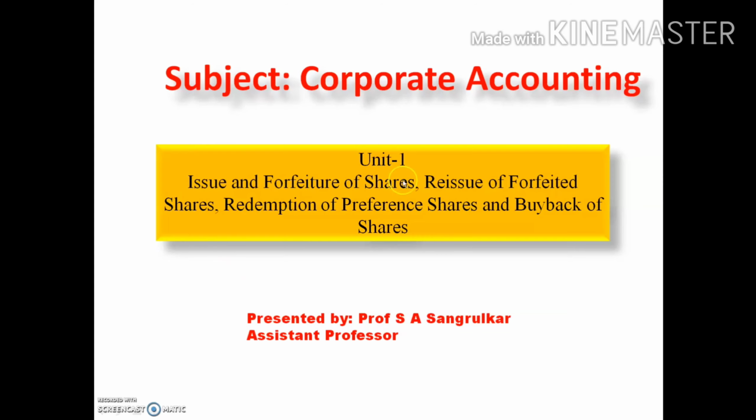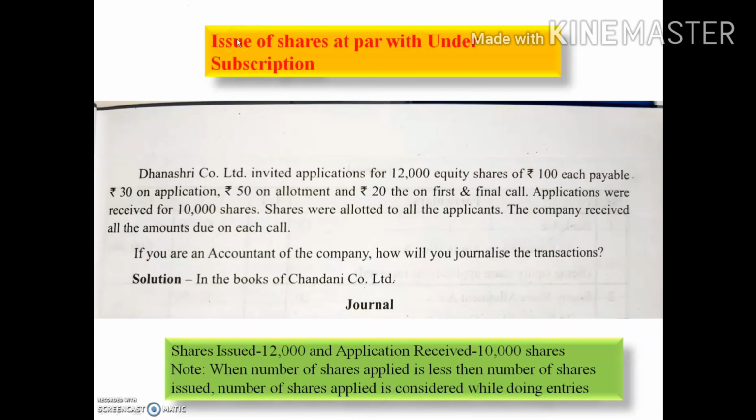So here our subject is corporate accounting and the unit 1, that is issue and forfeiture of shares. We have already covered 9 parts under this unit. So in this video we are going to solve a practical problem on issue of shares at par with under subscription. In my previous videos we have covered issue of shares at par with full subscription and also issue of shares at premium with full subscription. So this video is basically based on under subscription. What is under subscription we have discussed in our previous video, so you can watch that.